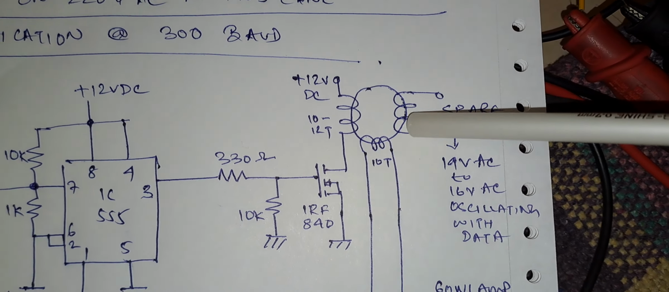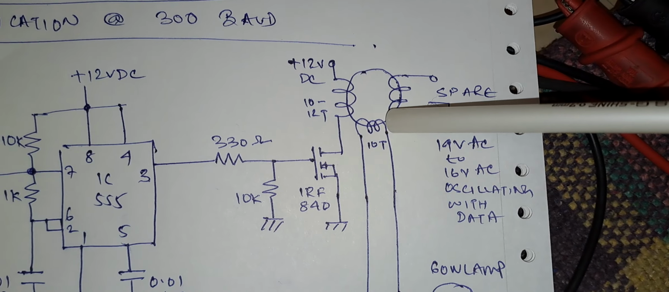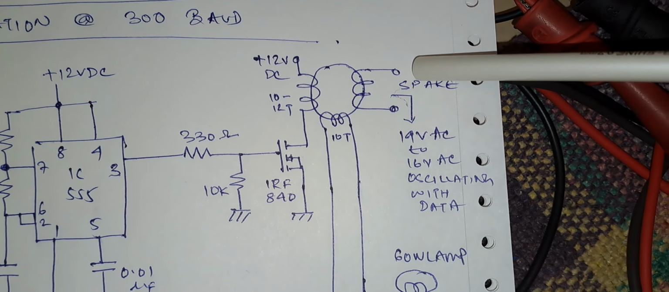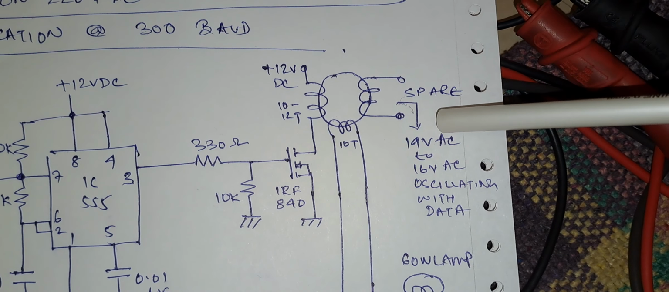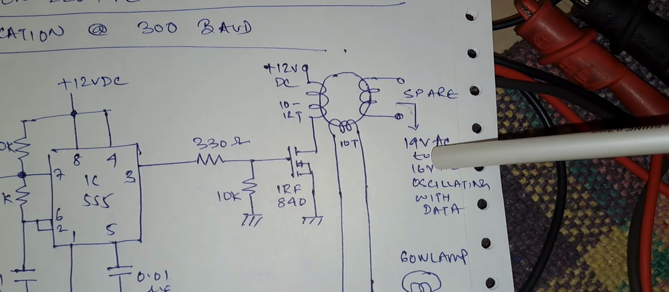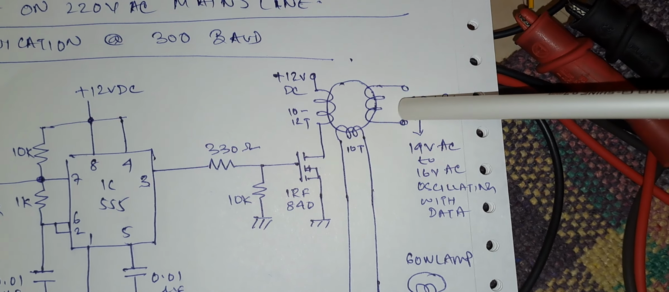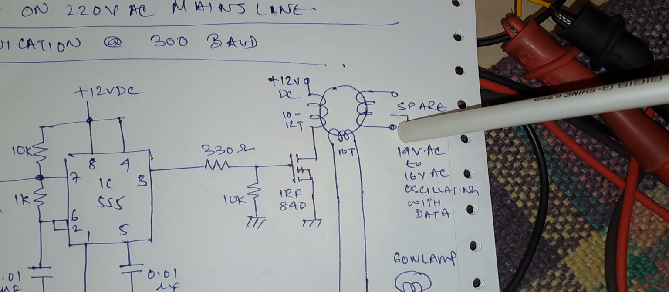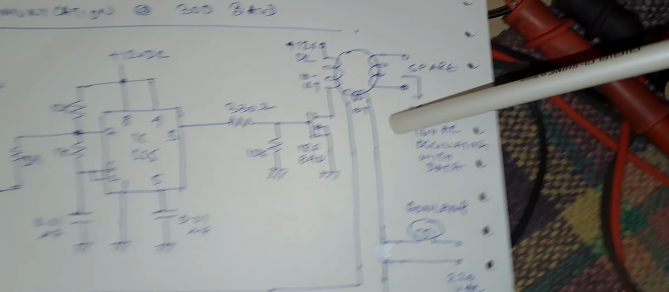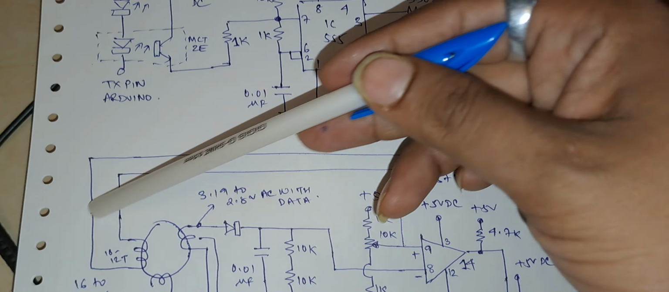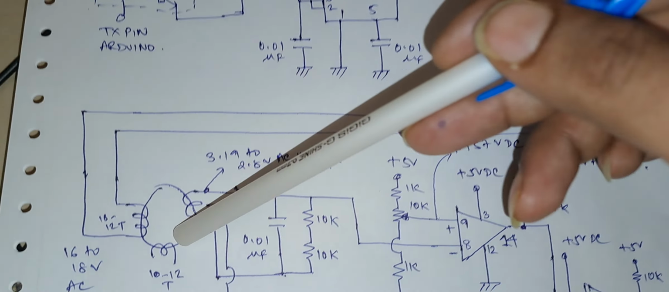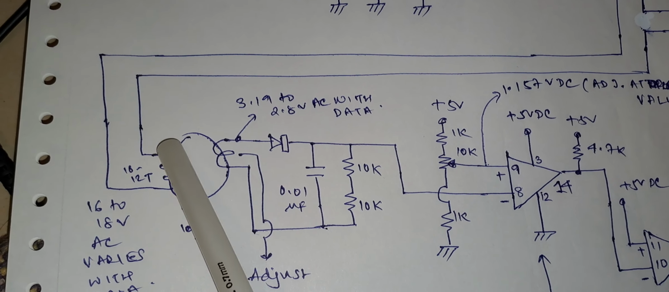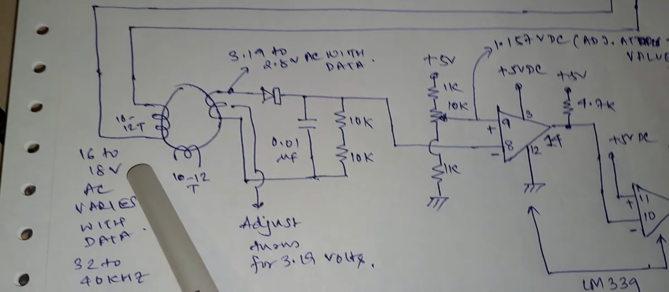You can see I am using 3 different windings in the transmitter coupling transformer. I am using 10 to 12 turns on each winding, and on this spare winding I am measuring 16 to 19 volts AC. This voltage will oscillate with the data, and the data is coming to the receiver coupling transformer. On this winding here the voltage will be 16 to 18 volts.